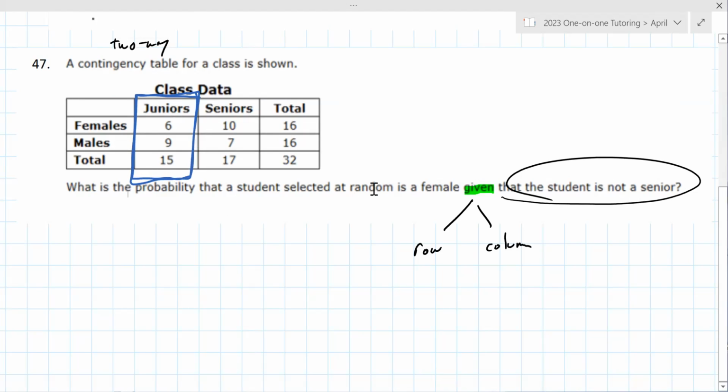What is the probability that a student selected from random is a female? How many females are in this column? 15. Females. Oh, 6. 6. Out of how many total? 15. Yes.